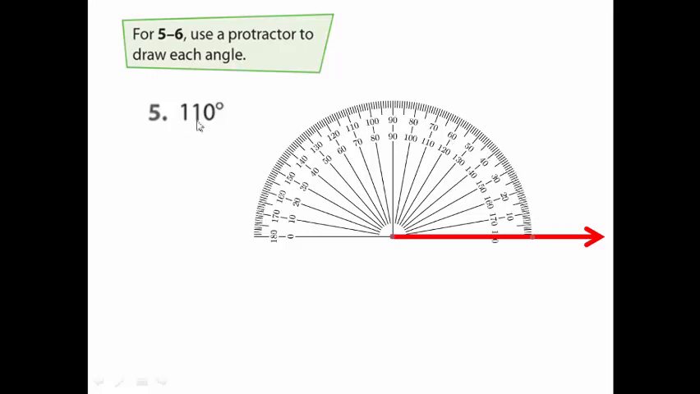He said please stop at this point here, 110, and move from 10, 20, 30, 40, 50 until 110 and put a point right here. Yes, at 110. Then remove your protractor and draw another ray. Now this angle measurement is 110.